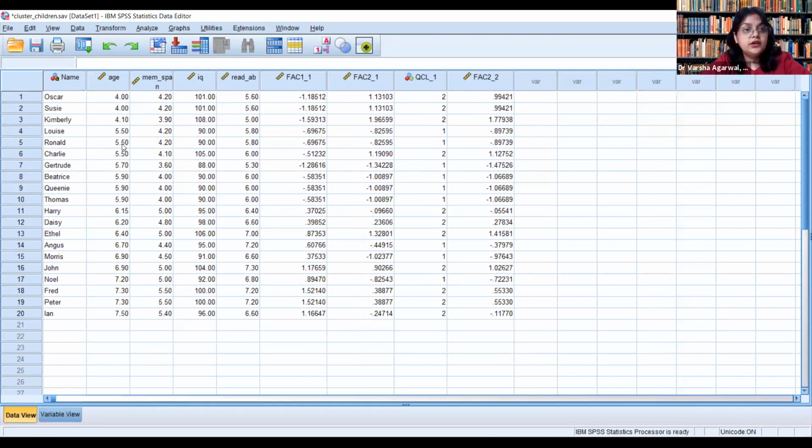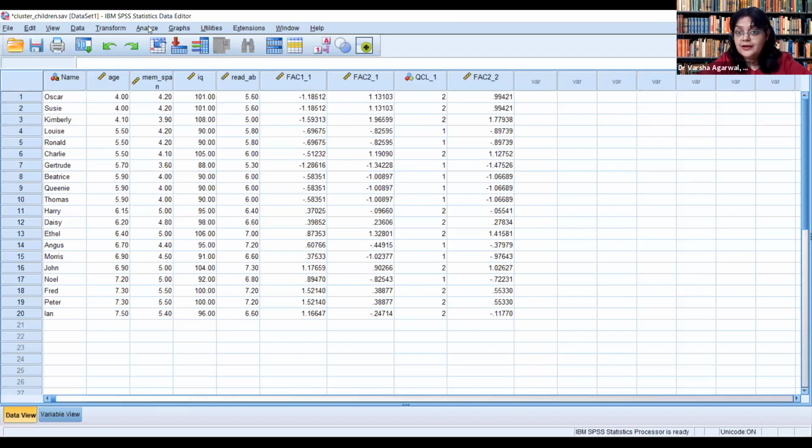Okay. 4 years, 5 years, 6 years, 7 years. So what is their memory span? Okay, then their IQ level and then their reading ability. So they have been given certain scores. Now I need to form clusters from this data.